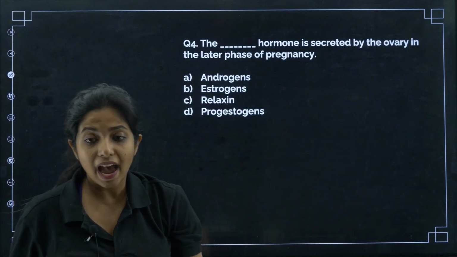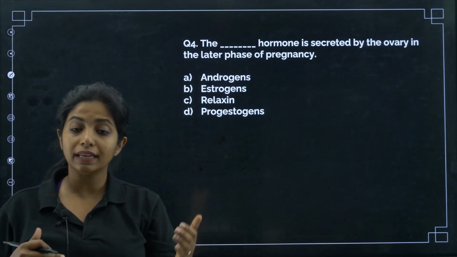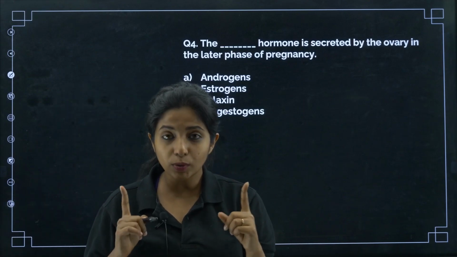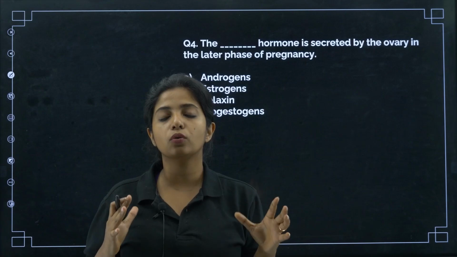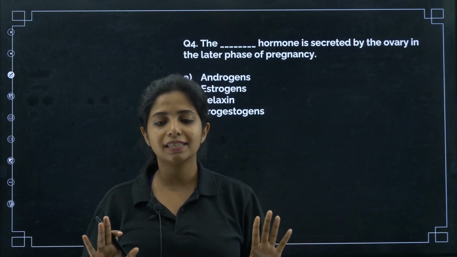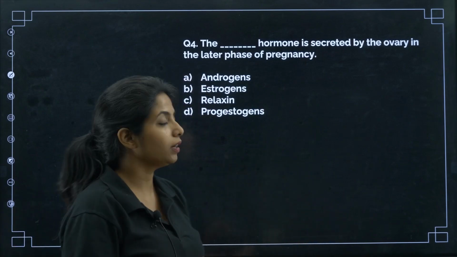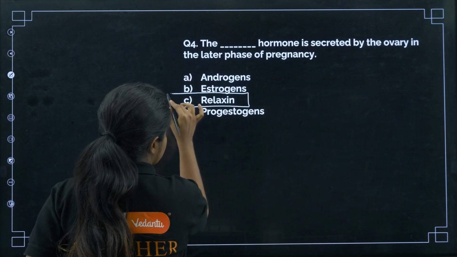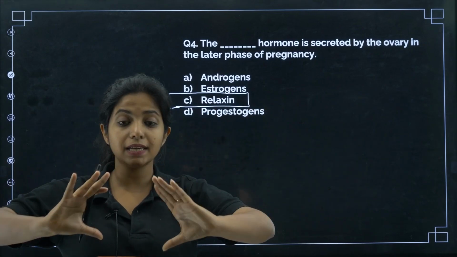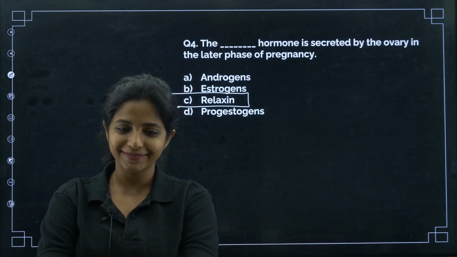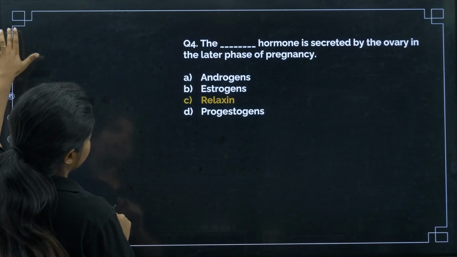Cool. Now, dash hormone is secreted by the ovary in the later phase of pregnancy. There is only one hormone which is mentioned in your NCERT, and it said that it is being released by the ovary during the later phase. That is relaxin. Relaxin. So it's for relaxation of the muscles and everything which are over there so that the baby can easily move out. Cool? Chalo. Next question.